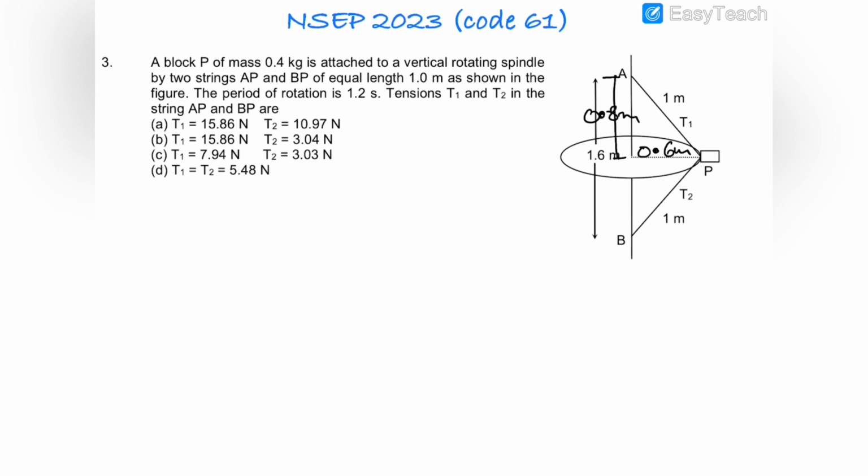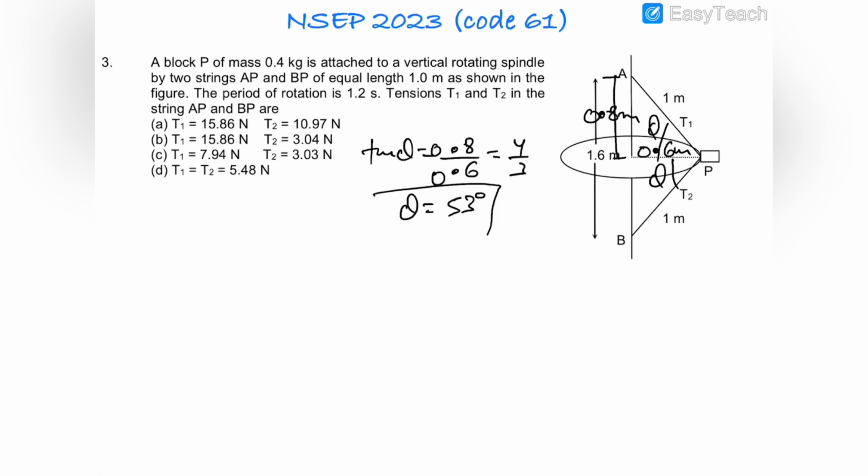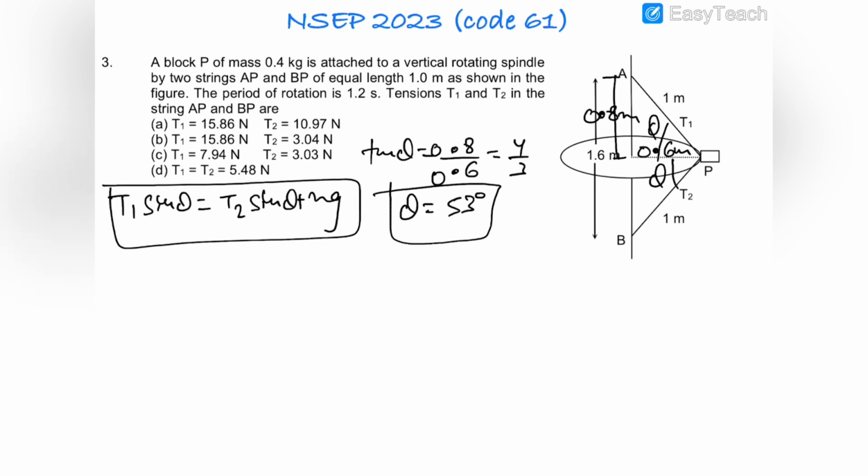So we can say that for the first equation, let's suppose this angle is theta and this angle is theta. So tan theta is equal to 0.8 upon 0.6, which is 4 by 3. So theta is equal to 53 degrees. Therefore we can say that T1 sin theta will be balancing out T2 sin theta plus mg. So (T1 minus T2) sin 53 will be equal to mg, which is 4, and sin 53 is equal to 4 by 5. So T1 minus T2 is equal to 5.